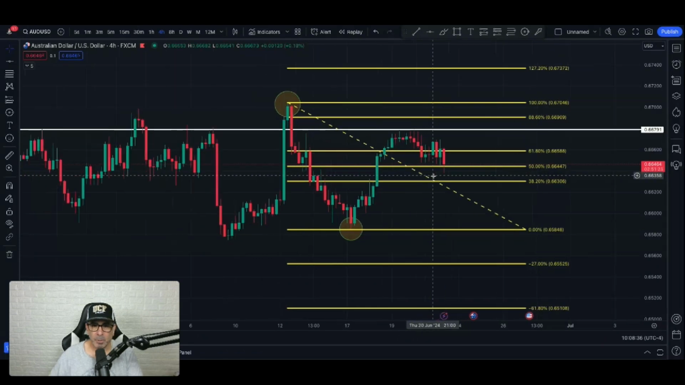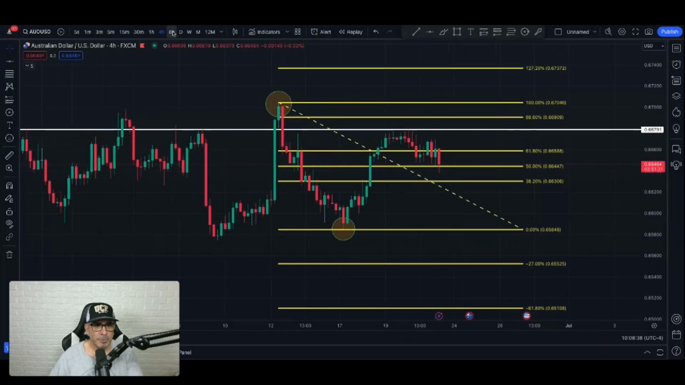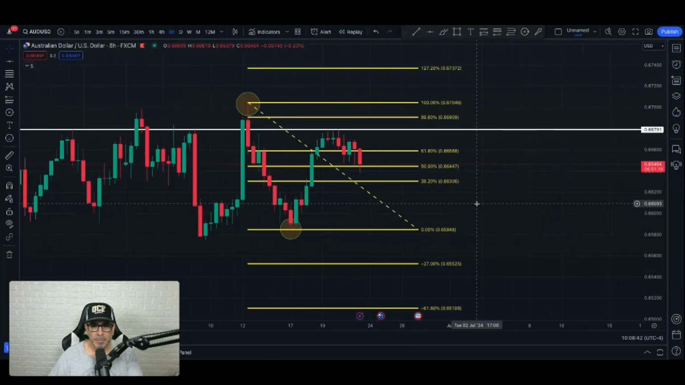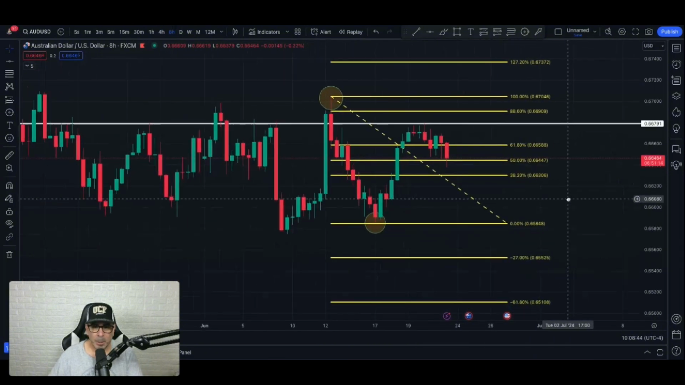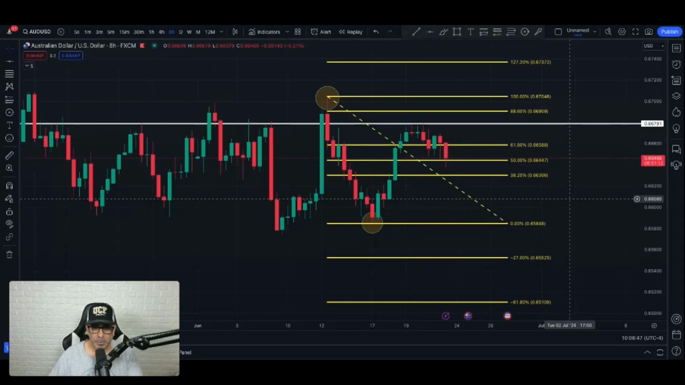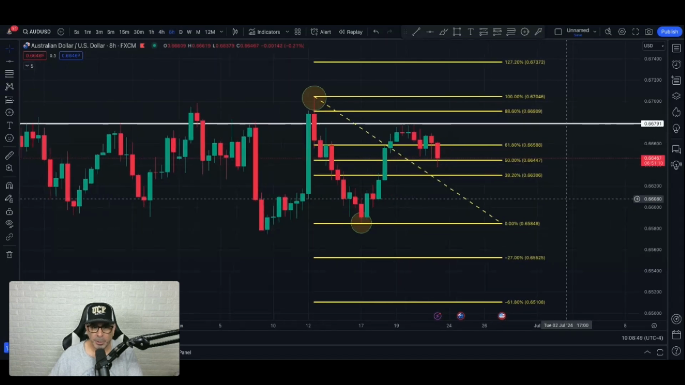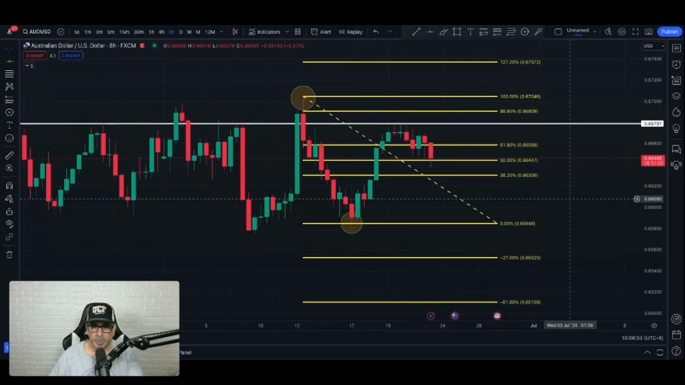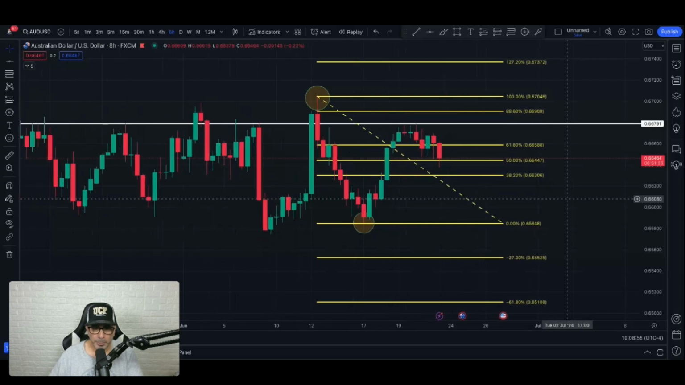Okay, so that's the 4 hour, and you can see here if you were to go to AUD/USD and you were to swap over to the 8 hour, okay, the 4 and the 8 hour are pretty close. Okay, they're not always going to be perfect, but for the most part, they are pretty close.